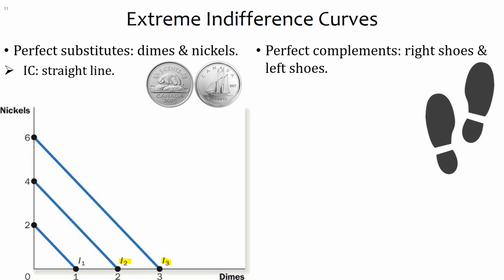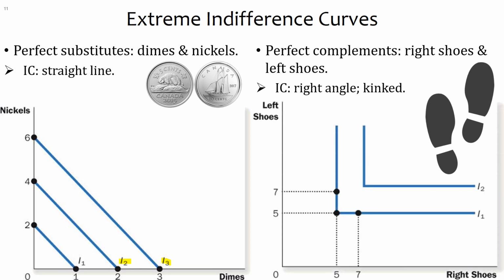The other one is perfect complements. Perfect complements mean things that if you have one item, then you need one of the other item to work. So for a person who has 2 feet, they need one right shoe and one left shoe. If you have 1 pair of shoes, it's more useful to you than if you have 10 right shoes only. I mean, you're like, oh no, what can I do with just the right shoe? It's not useful. In that case, there's going to be a right angle indifference curve. It's going to be kinked, as you see in this diagram.